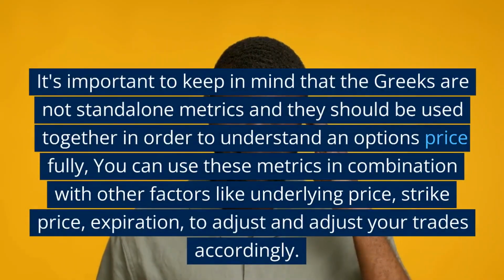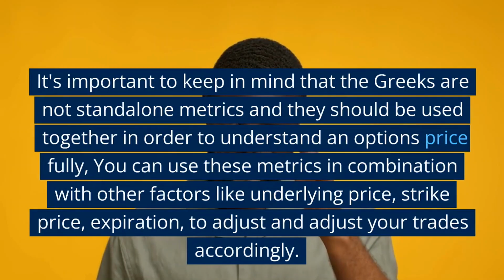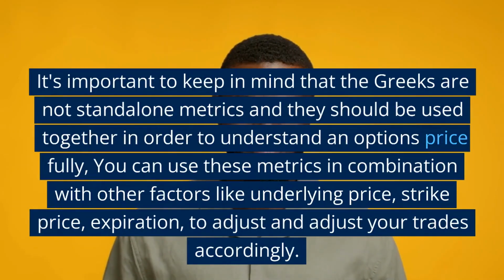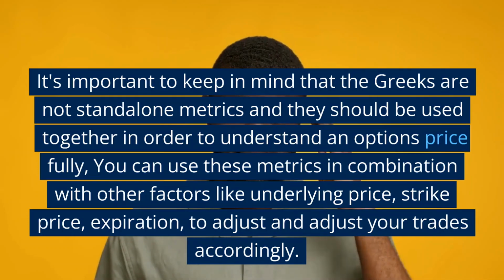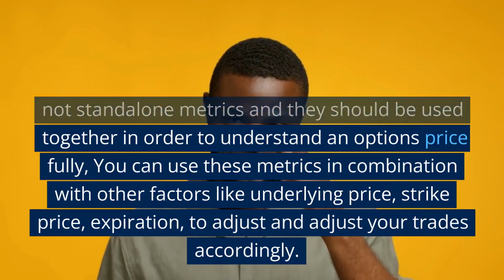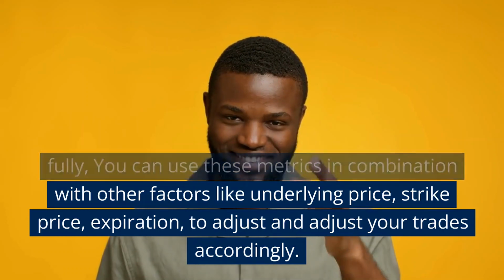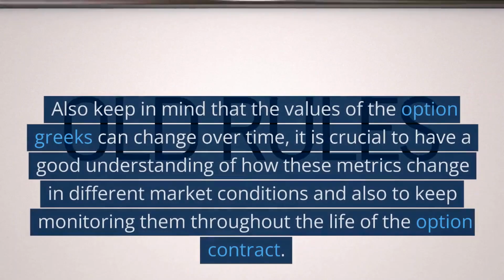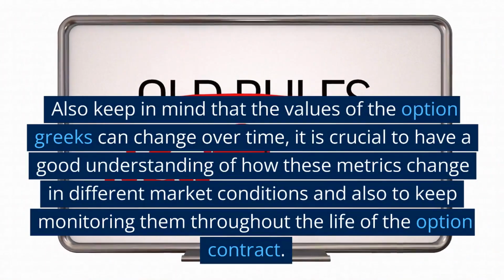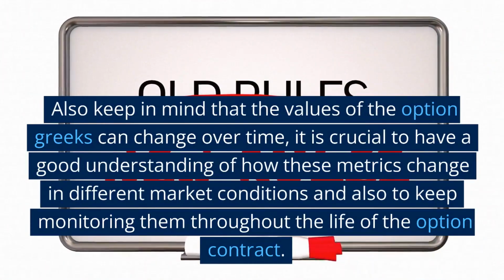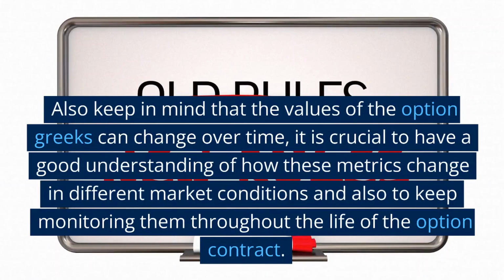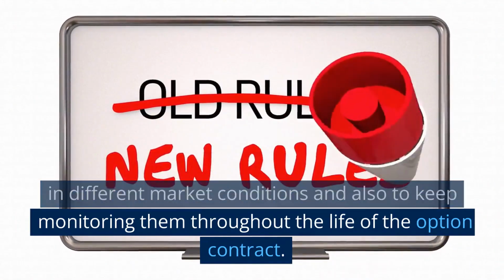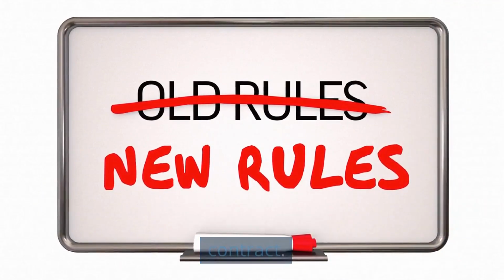It's important to keep in mind that the Greeks are not standalone metrics and they should be used together in order to understand an option's price fully. You can use these metrics in combination with other factors like underlying price, strike price, expiration, to adjust your trades accordingly. Also keep in mind that the values of the option Greeks can change over time. It is crucial to have a good understanding of how these metrics change in different market conditions and also to keep monitoring them throughout the life of the option contract.